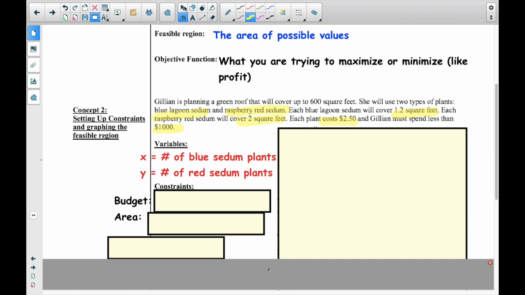So now that you know what the constraints are, can you come up with the inequalities that would match with those constraints? So read through here, look for the money. How much does each one cost? Come up with a standard form inequality. Read it through again, look at the square footage. How much square feet does each one use? And come up with an inequality for that.